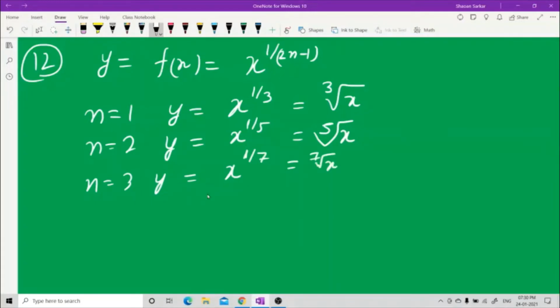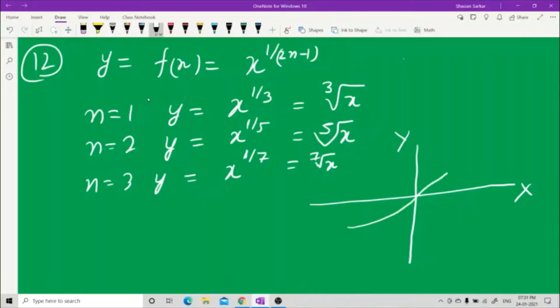The thing is this: how do I draw this graph? Very simple. I have already shown you how to draw the cube root graph. Now let me take some space here. This is your y-axis, this is your x-axis, this is x and this is your y. Now you know that this graph, the cube root graph, goes something like this. I showed you.